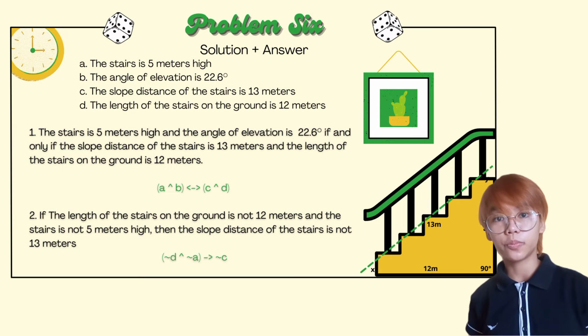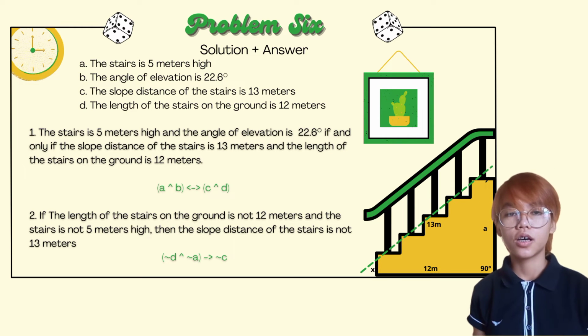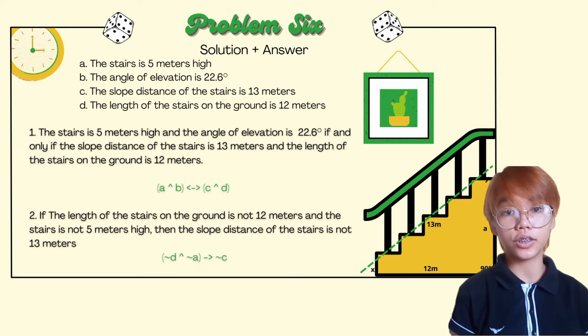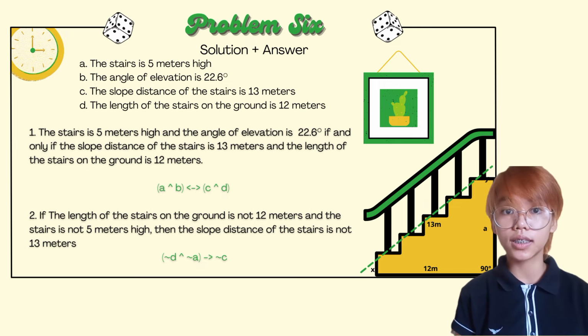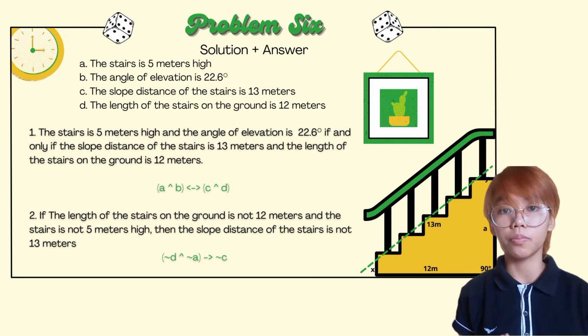So, for our last problem, we have to express the given verbal sentences to symbols. So first, we have: the stairs is 5 meters high and the angle of elevation is 22.6 degrees if and only if the slope distance of the stairs is 13 meters and the length of the stairs on the ground is 12 meters.